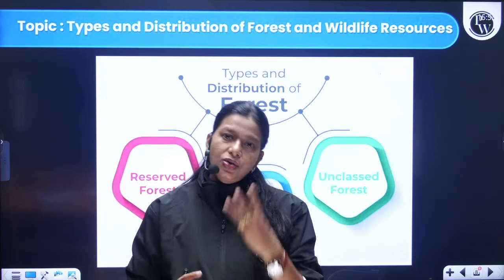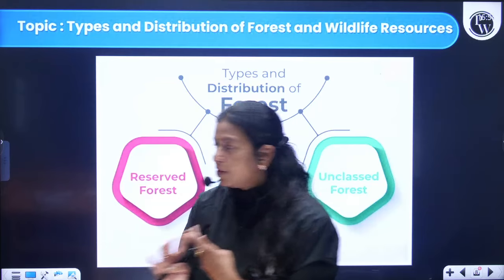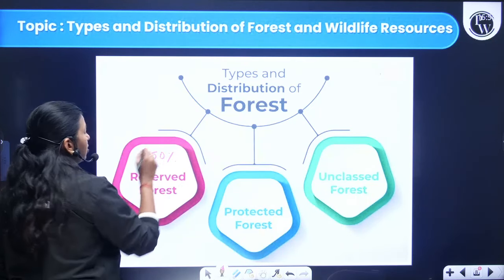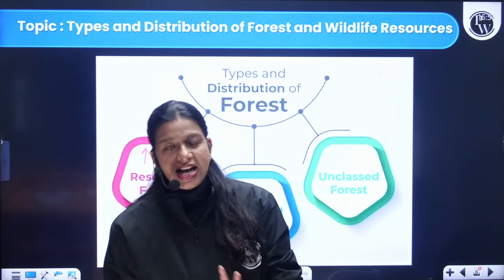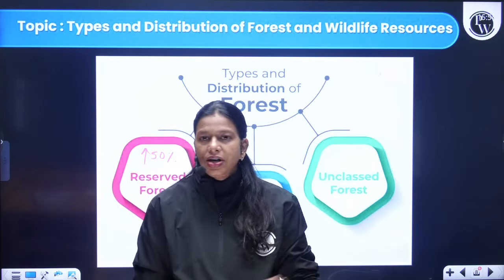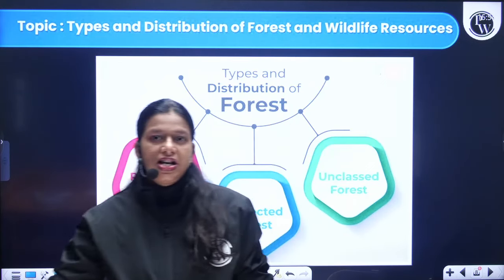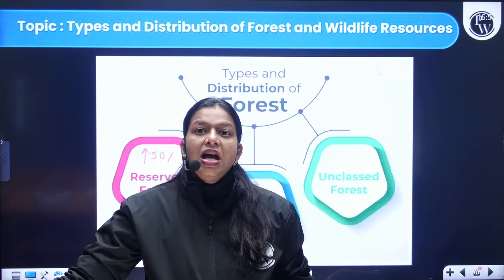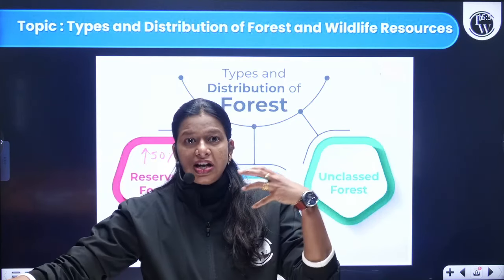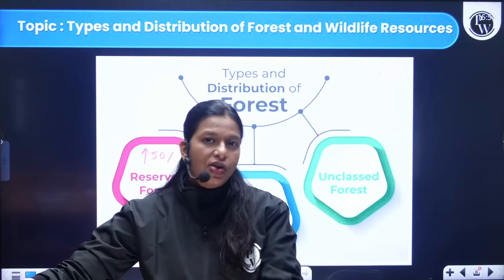So, we divided the forest into three areas. We have reserved forest, we have protected forest, and the third category is unclassed forest. More than 50% coverage of the forest that we have in India is identified as reserved forest. Reserved means it cannot be touched or harmed, neither the forest nor the fauna, right? You cannot damage the forest area, you cannot damage the animals which are residing in these forest areas, and they get exclusive protection from the government. States like Madhya Pradesh, states like Kashmir, states like Maharashtra, where there is a dense area covered with forest, they are major parts where reserved forest can be seen.